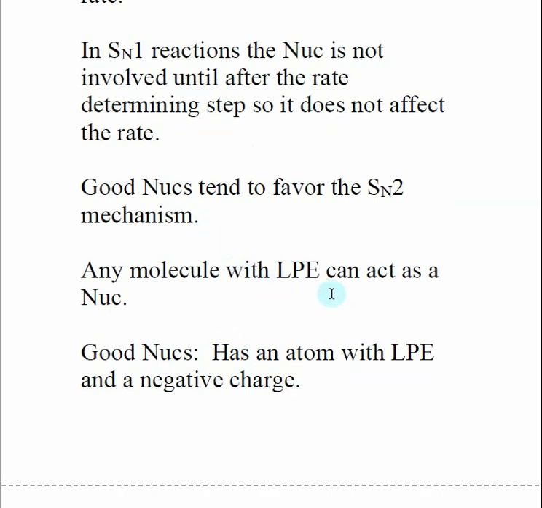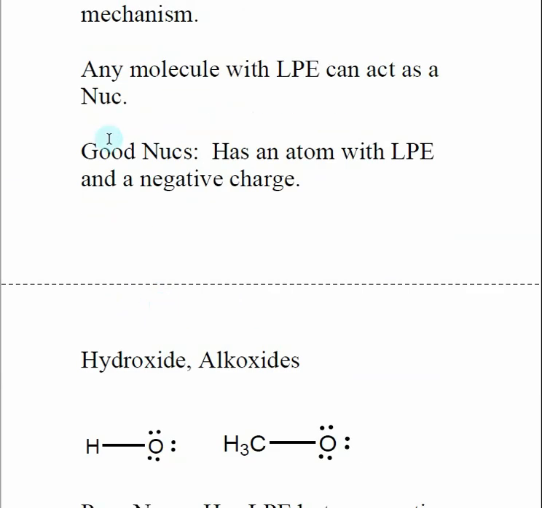Any molecule with a lone pair of electrons can act as a nucleophile, but there are good nucleophiles and poor nucleophiles. So anything with a set of lone pair electrons can act as a nucleophile under the right conditions. But what we're interested in is the difference between good nukes and poor nukes. And when we push all these reactions together, I will give you a more defined summary.